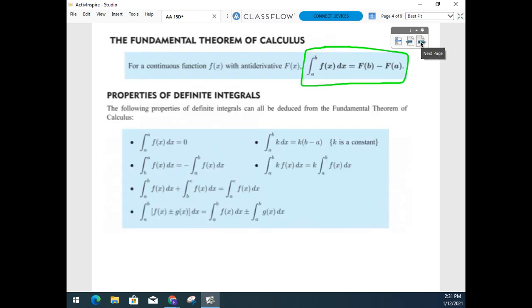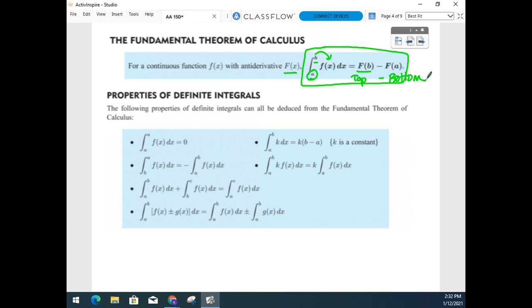For a continuous function f of x with an antiderivative capital F of x, when we integrate, that's just the verb for the integral symbol. When we integrate from A to B, we do capital F of B, top, minus capital F of A, the bottom, to find the value.